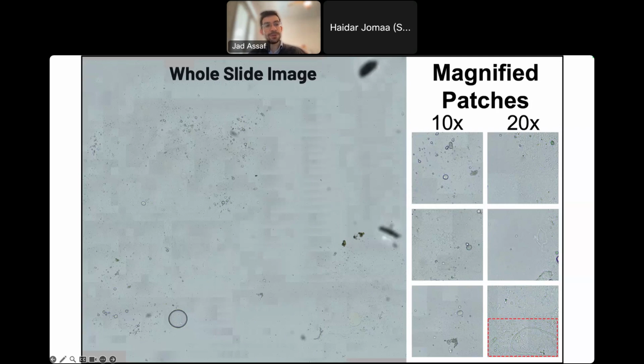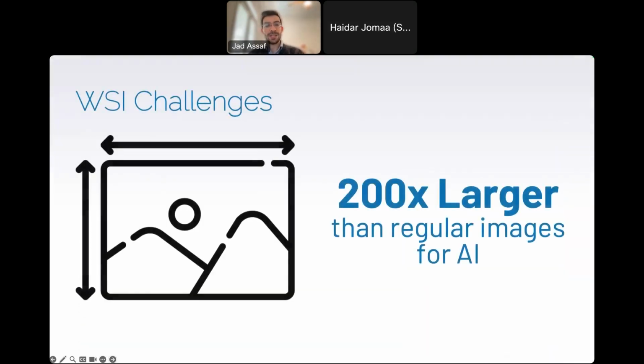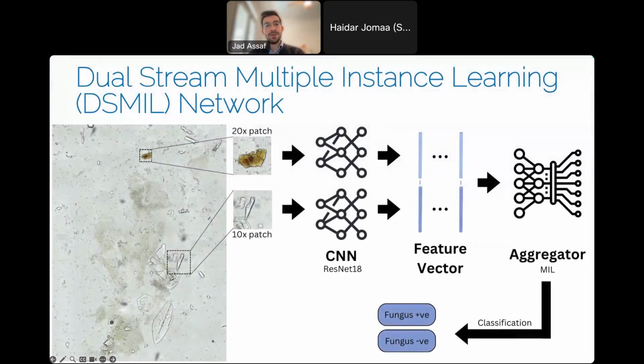So how can we use artificial intelligence on this sort of images to try and come up with an interpretation or a diagnosis or classification in machine learning terms? The challenge in this case is that these images are about 200 times larger than the typical images we use for AI. Their resolution can stem from a few thousand pixels to a few hundreds of thousands of pixels, depending on how large the slide is and how high the magnification you're using is. So for this reason, we decided to use a multiple instance learning framework for our algorithm.